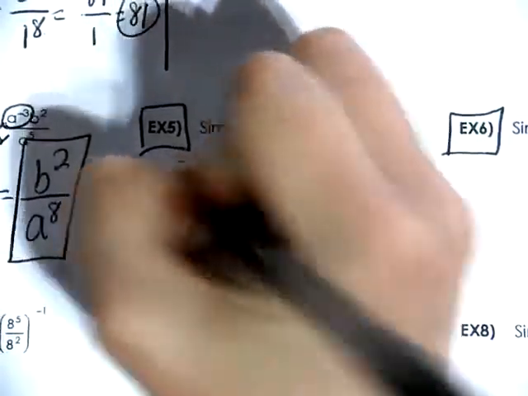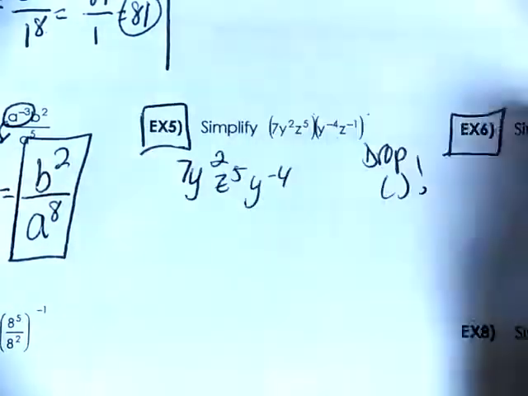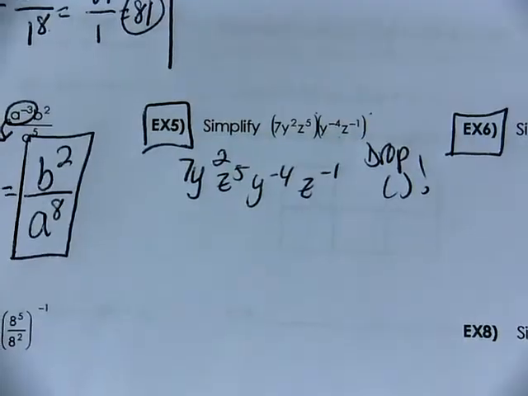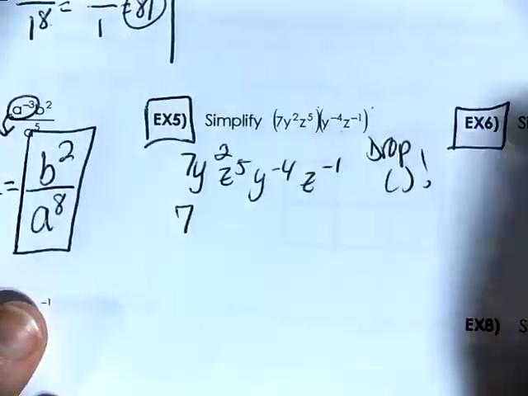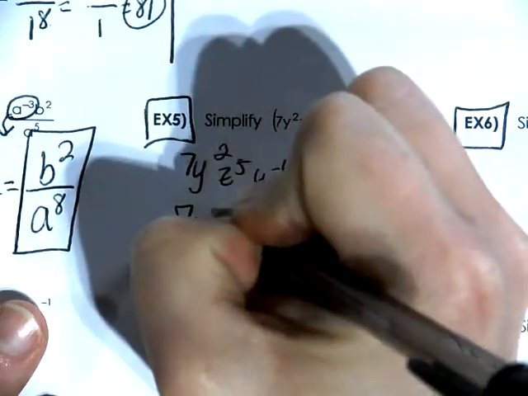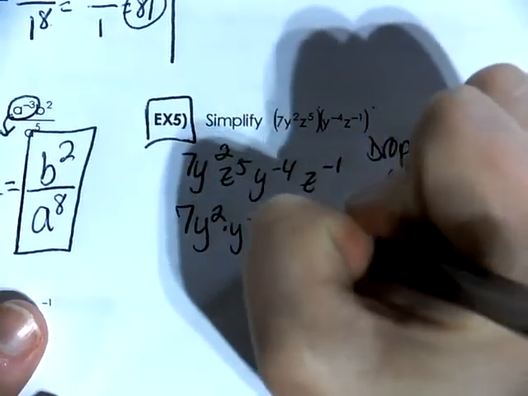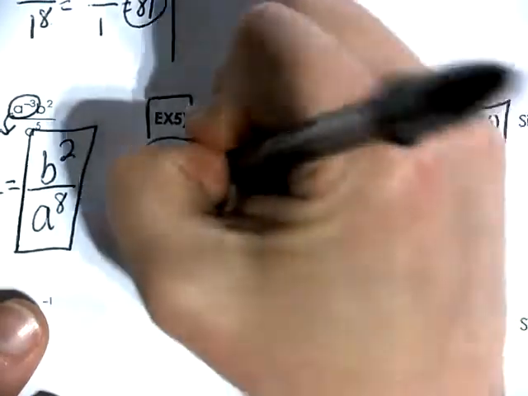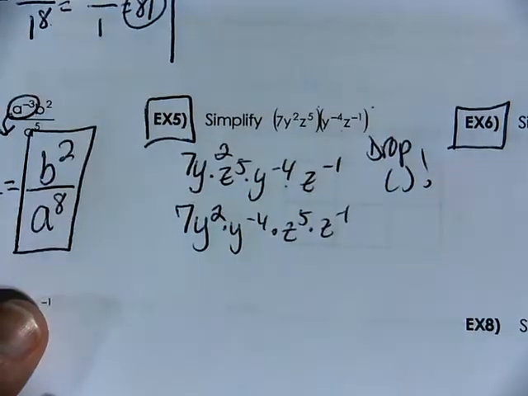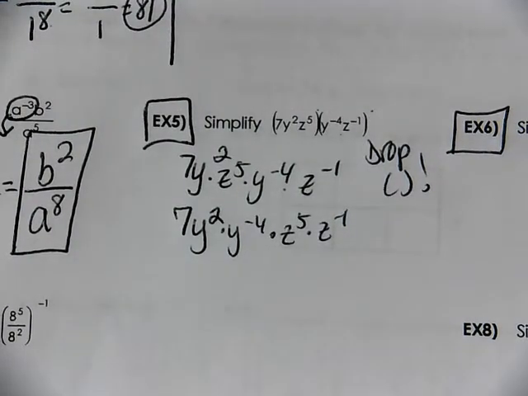So now I'm going to rewrite this as 7y squared, z to the 5th, y to the negative 4th, z to the negative 1st. If you want, you can rearrange your variables, or you can start combining. It just depends on what you want to do. So I see that this is really 7y squared times y to the negative 4th times z to the 5th times z to the negative 1st. So I rearranged my variables because remember, this is all multiplication in between all of these variables. And 4 times 5 equals 5 times 4. We know that order does not matter whenever we multiply.